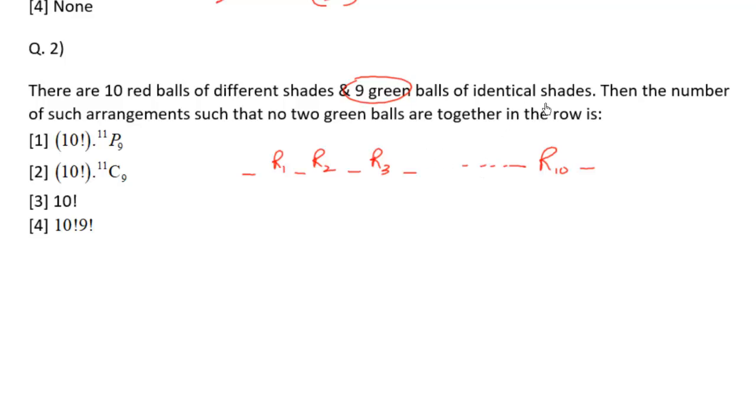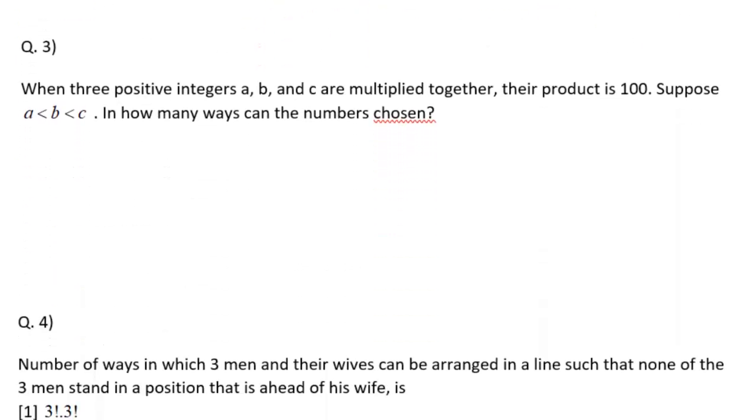Now the green balls are identical and the red balls are different. So the number of ways wherein we can place the green balls would be 11C9. Why 11C9? Because there are 11 different spaces which we can identify. Now for each selection of these spaces, the arrangement of R1, R2, R3, up to R10 can be done in 10 factorial ways because they all are different. So this should be the answer. So on calculation, I believe this should be equal to option 2. Now let's move to the next question.